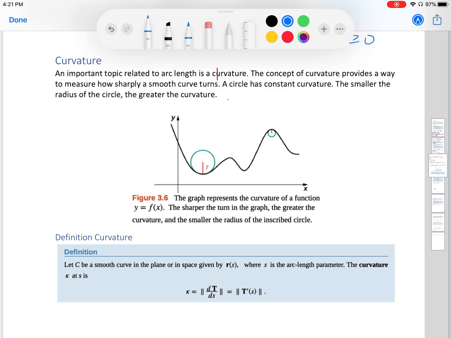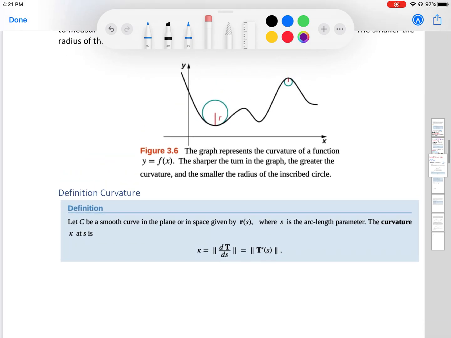Curvature. An important topic related to arc length is curvature. The concept of curvature provides a way to measure how sharply a smooth curve turns. A circle has a constant curvature. The smaller the radius of the circle, the greater the curvature.